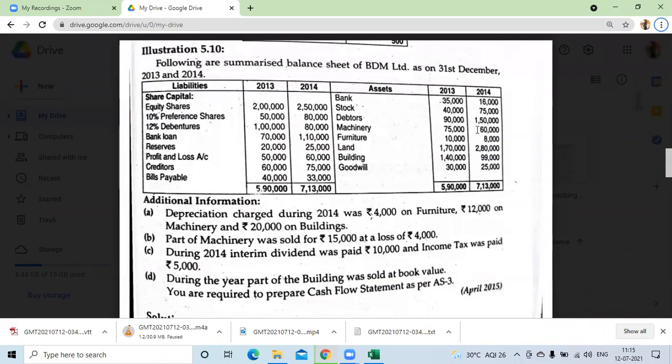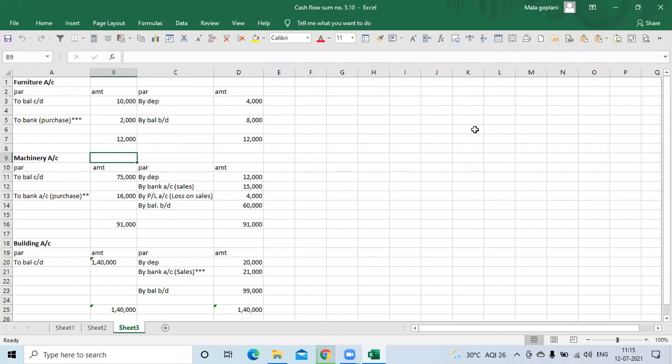Now, closing balance is how much? 60,000. Where will it go? Credit side. But on the credit side, please remember you have two adjustments. So leave 5 to 6 lines, and then come to the next line and write down by balance brought down. See the way I have written. To balance, 75,000 opening. By balance, 60,000 closing. Yes, write it like this.